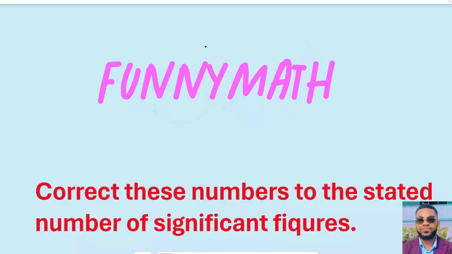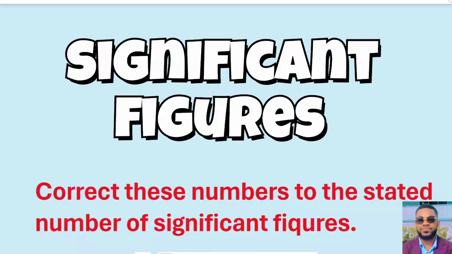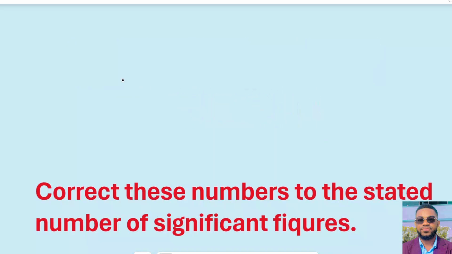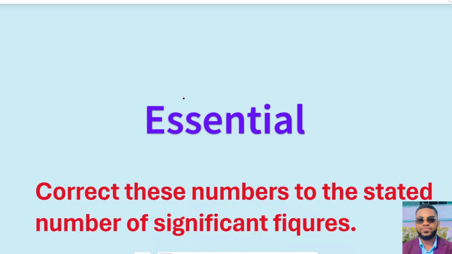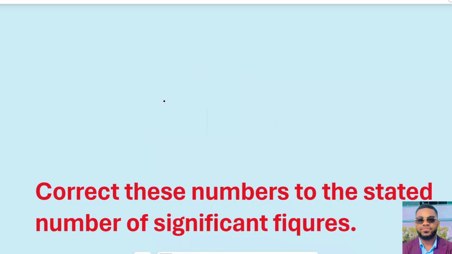In today's lesson, we're going to talk about significant figures, how to round numbers to a stated number of significant figures. So now let's begin. In fact, the word significant means something important, something essential. So with that said, are we trying to say that some numbers are more important than the others? Or some numbers are not even important at all?